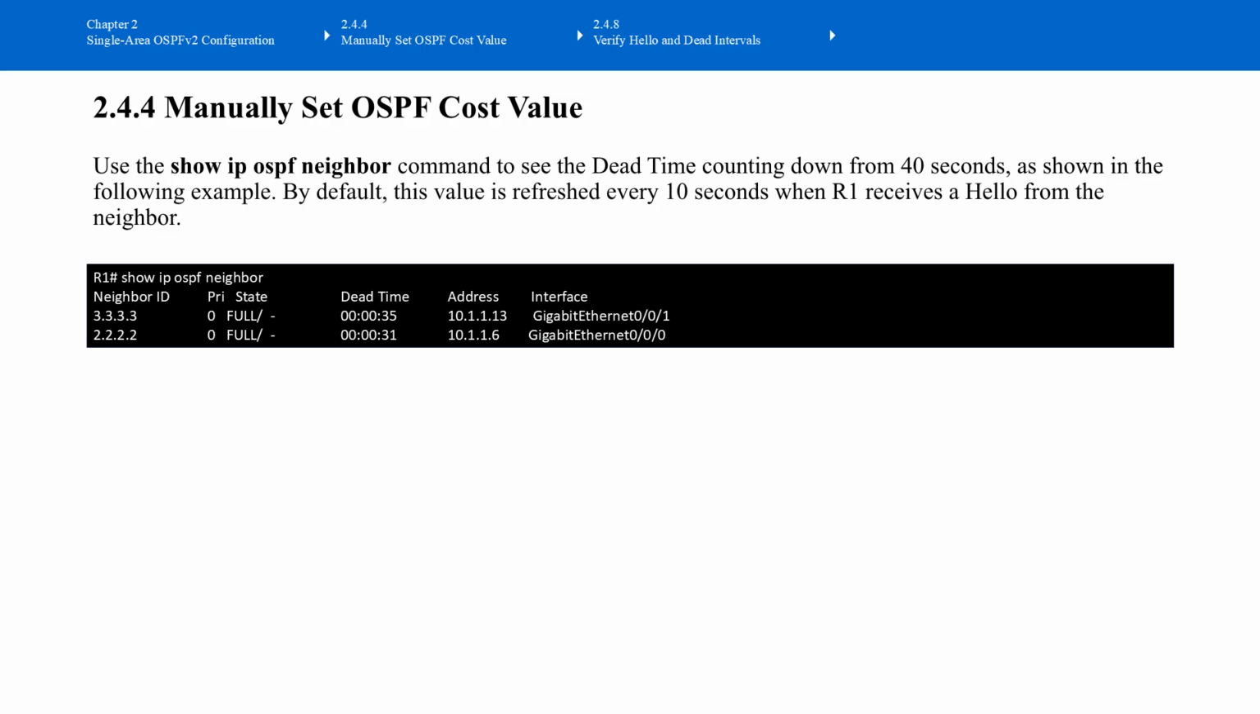In the result here, you will see 3.3.3.3, the state is full, and the dead time still has 35 seconds left. And then for 2.2.2.2, the state is full, and it has 31 seconds left. Both neighbors are in the full state, meaning the OSPF adjacencies are established.